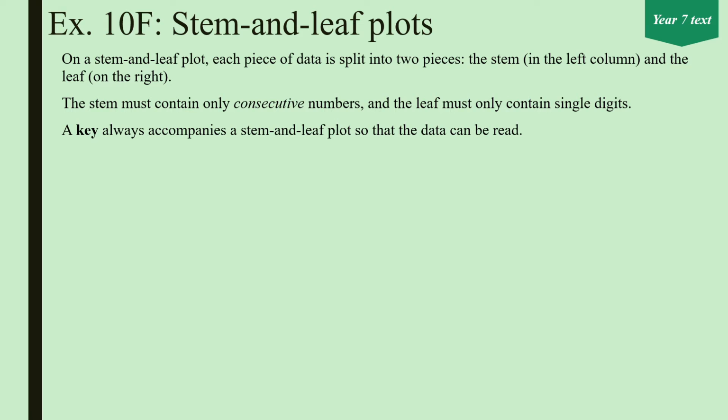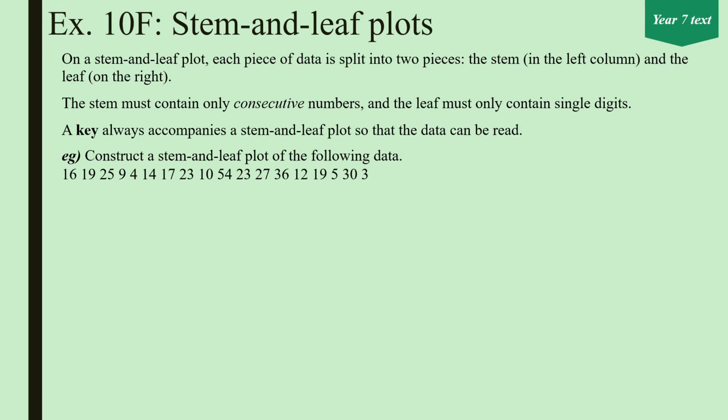And then the leaf, or the leaf half of the plot, contains only single digits. And that's how we decide how to split our data pieces up. We always include a key so that we know how to read the data. So that doesn't mean much of anything without an example.